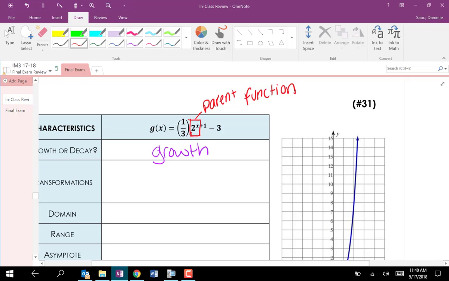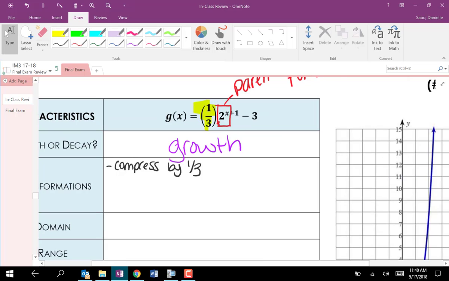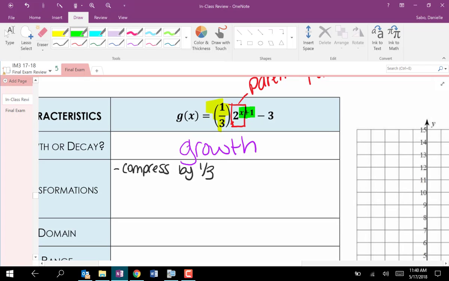The 2 is part of the parent. You can't say it's stretching by 2. It's part of the function. But I can talk about the 1/3. What's going on? Compress by 1/3. Okay, now in green, what does this +1 mean? Left one. Give everyone a second to think. What does this -3 at the end mean? Good, down 3.